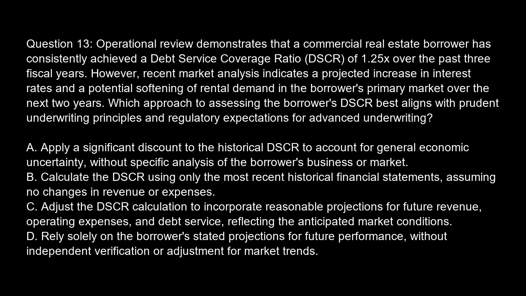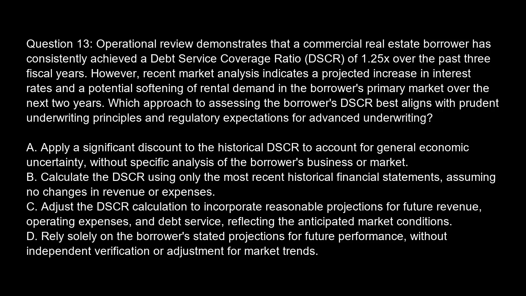Question 13. Operational review demonstrates that a commercial real estate borrower has consistently achieved a debt service coverage ratio, DSCR, of 1.25x over the past 3 fiscal years. However, recent market analysis indicates a projected increase in interest rates and a potential softening of rental demand in the borrower's primary market over the next 2 years. Which approach to assessing the borrower's DSCR best aligns with prudent underwriting principles and regulatory expectations for advanced underwriting?